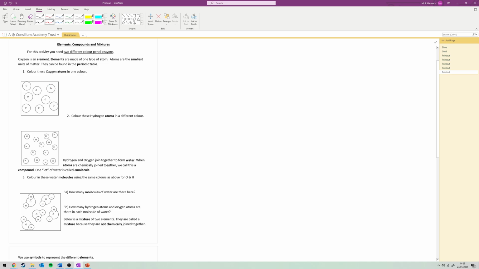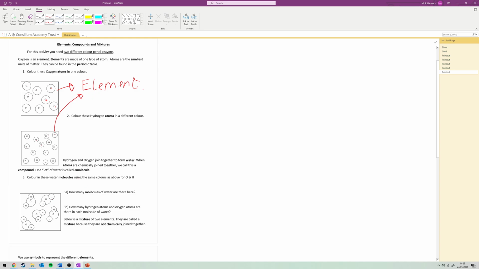Now, if you look, these oxygen atoms, there is only oxygen atoms in this box. Because there is only one type of atom in this box, this must be an element. Okay? Again, with this hydrogen, this box only has hydrogen atoms in, so again, this is an element. It's a different element, but it's still an element.